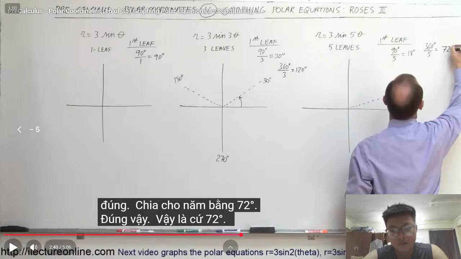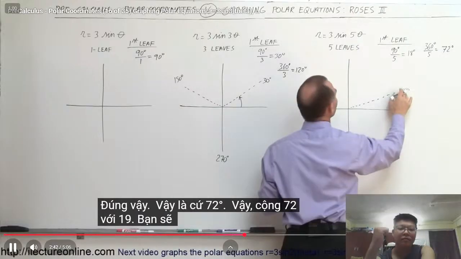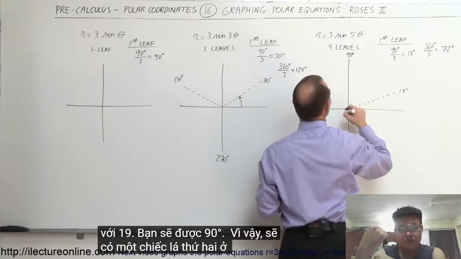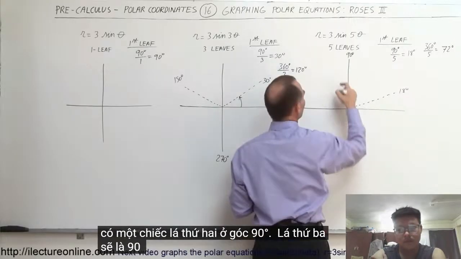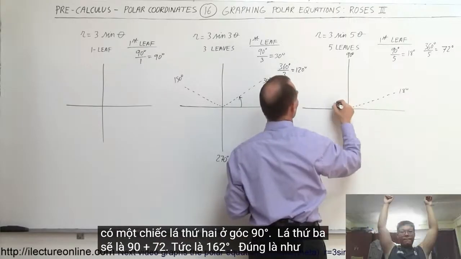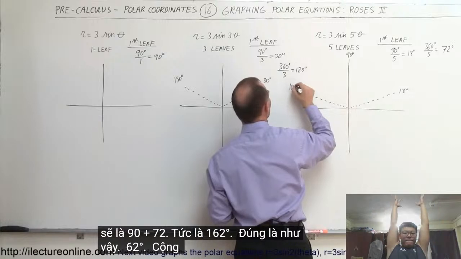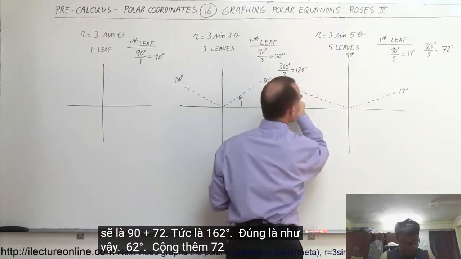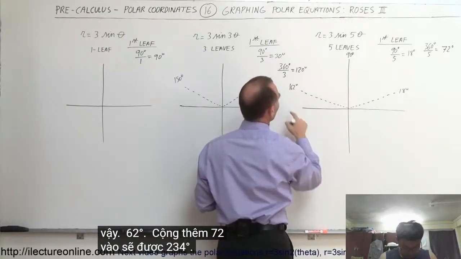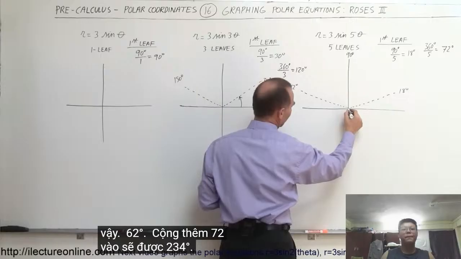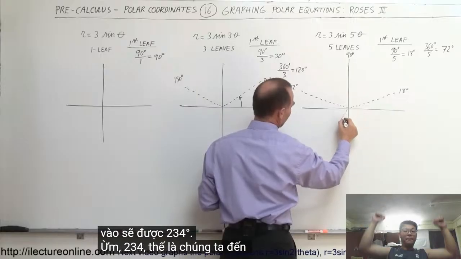So add 72 to 19, that gives you 90 degrees, so there'll be a second leaf at 90 degrees. A third leaf would be 90 plus 72, that's 162 degrees. That would be right about there, 162 degrees. Add 72 to that, that would be 234 degrees. 234, that would put us right about here.